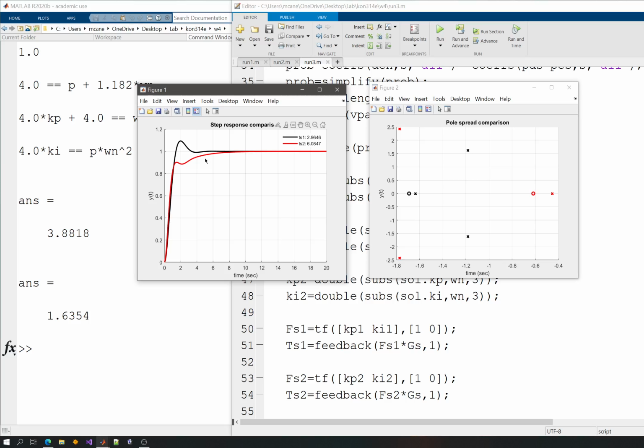Now think about the response like this. You are sitting in a car and this car is accelerating, and its acceleration profile looks like the step response I'm seeing in figure 1. Now which car would you prefer?